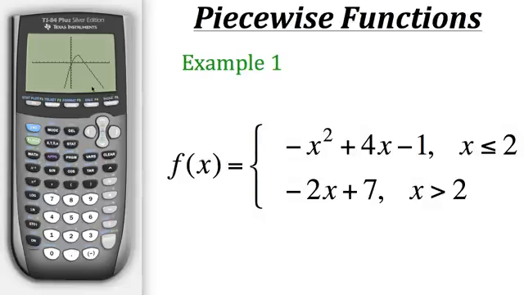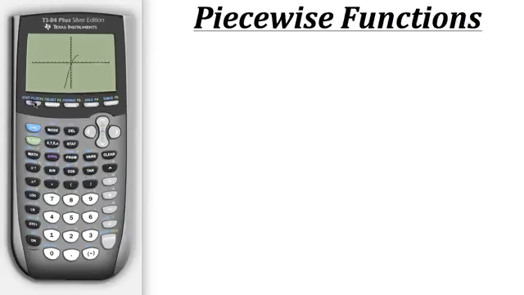Now if you wanted to look at each part of that piecewise function individually, you could just turn the one off that you don't want to see. So for example, if we don't want to see the second part of the piecewise function, we'll just hit enter on its equal sign so that it doesn't have a black box anymore. So when we graph, we'll only see the first part of the piecewise function. And again, it'll stop at x is 2, because that's the condition we gave it. Now let's try one more example.